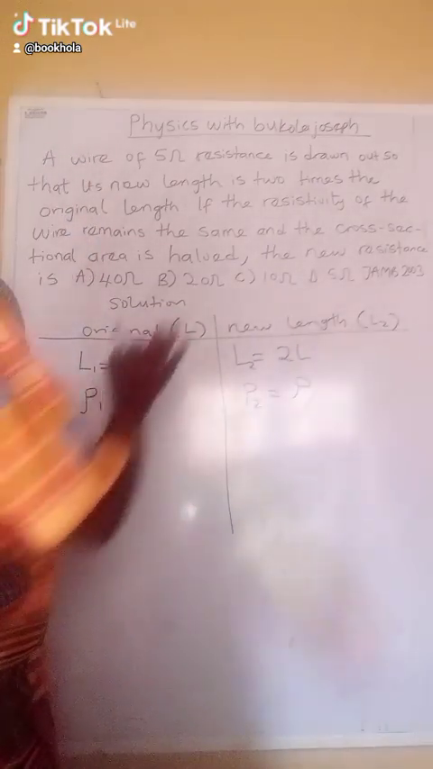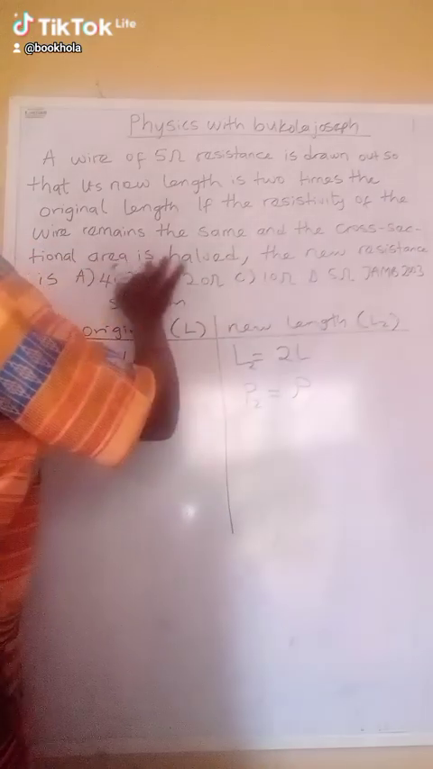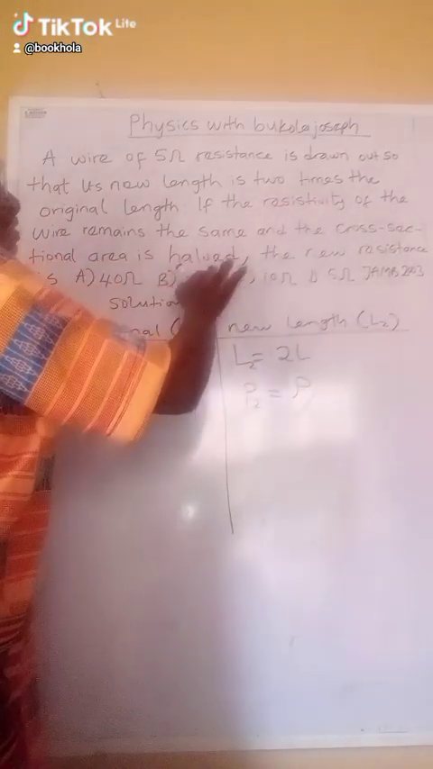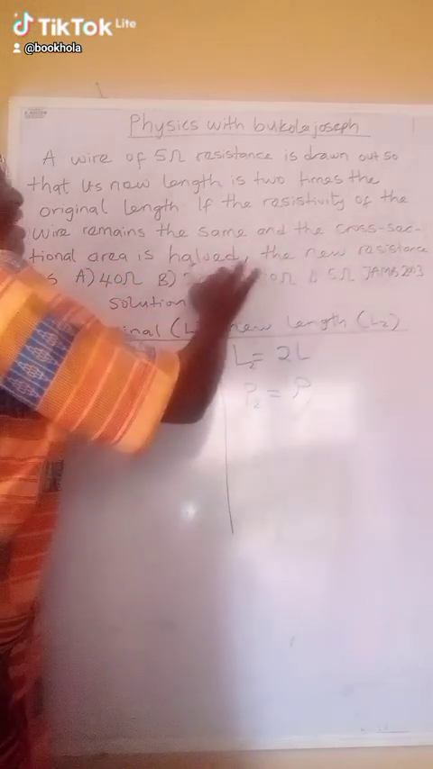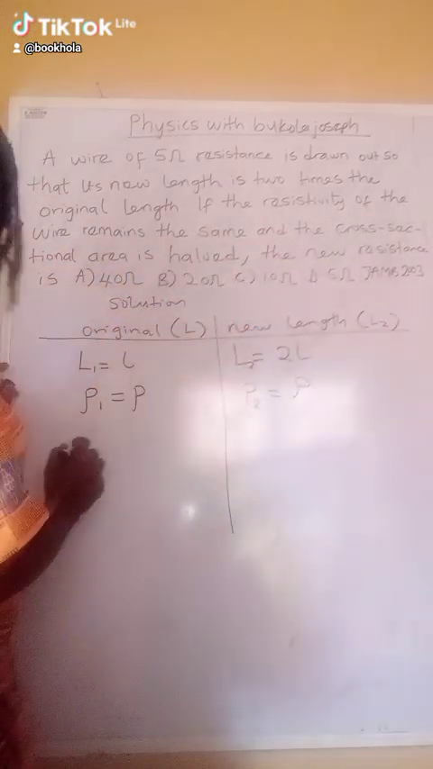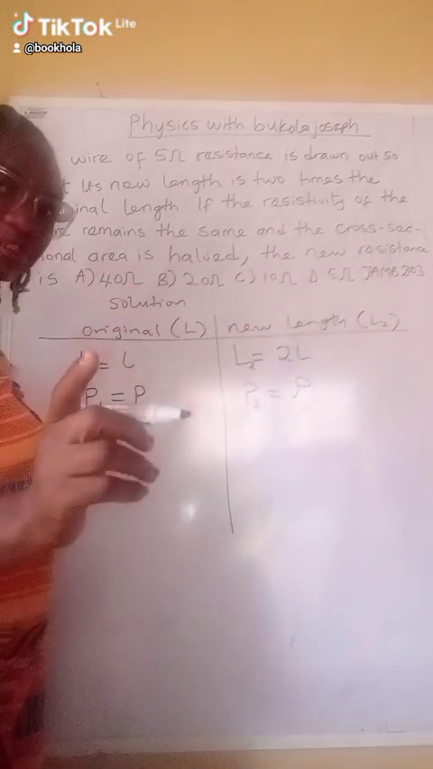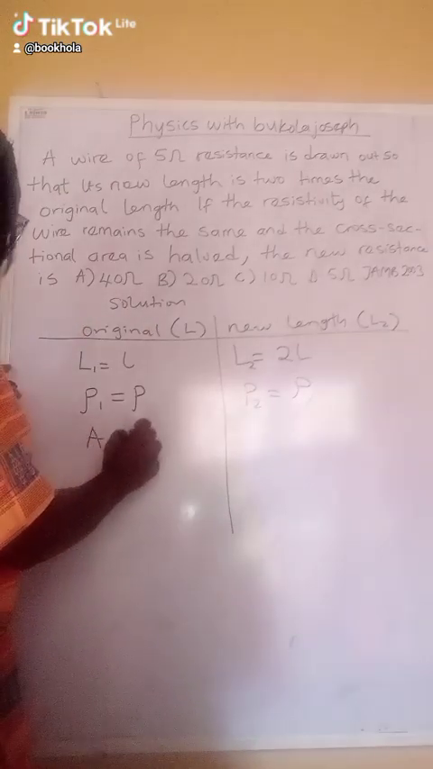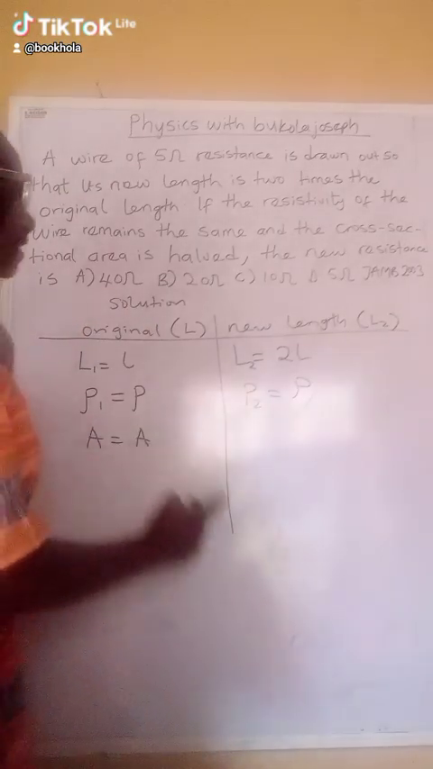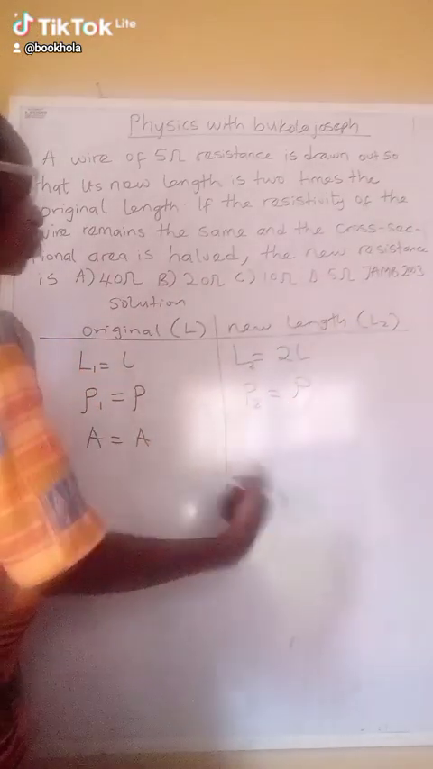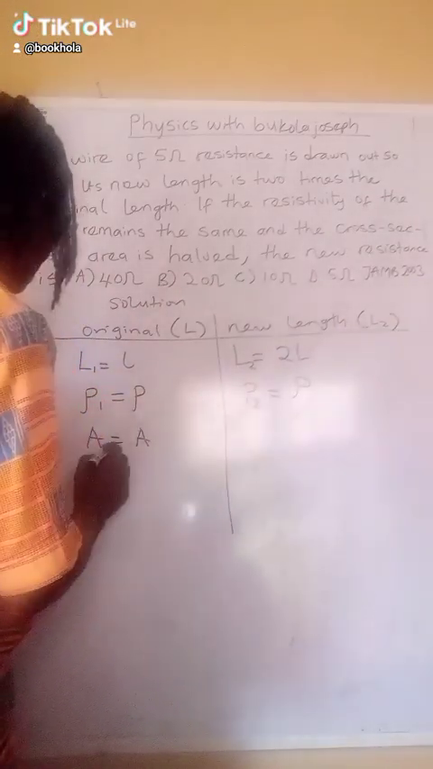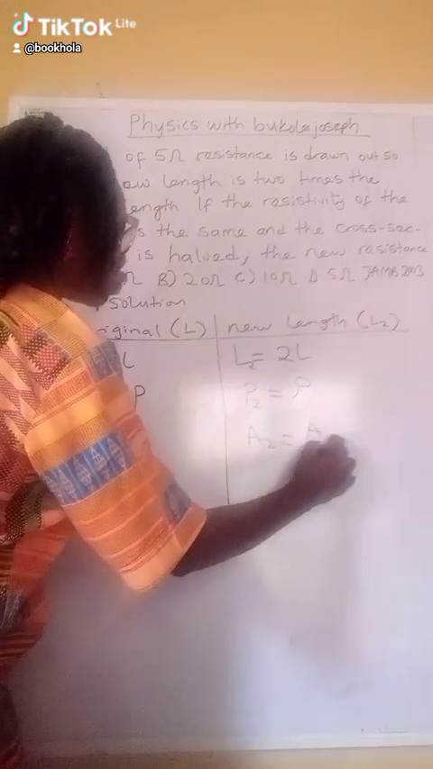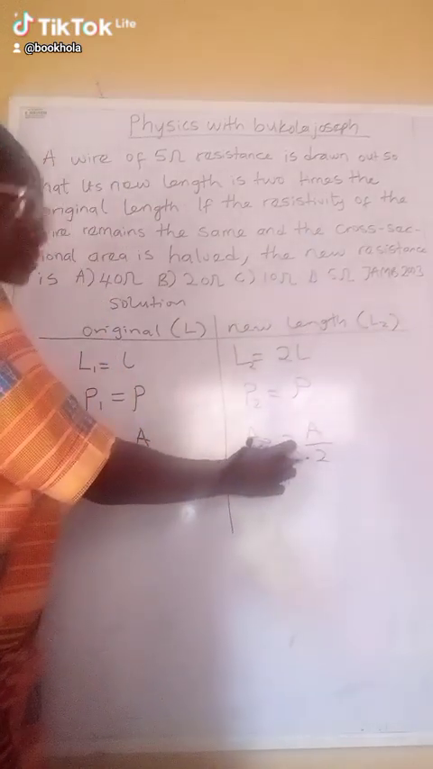Let's continue reading. And the cross-sectional area is halved. The symbol for representing cross-sectional area is A. So if A1 is A for the original, and they say it is halved, then A2 will be A over 2, because it is halved.